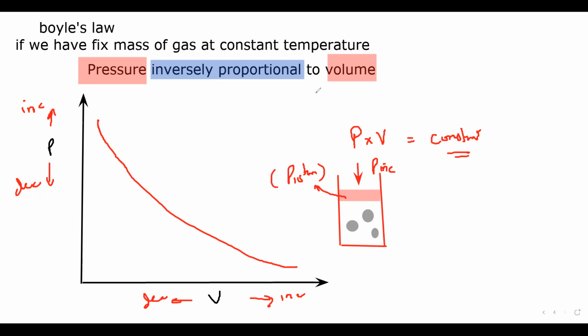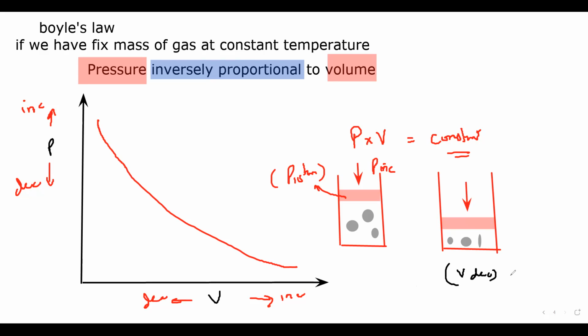So when I try to compress, when I try to reduce the size and increase the pressure, what I will observe is that the volume of the gas will decrease. So an increase in the pressure will reduce the volume, and we call them inversely proportional.